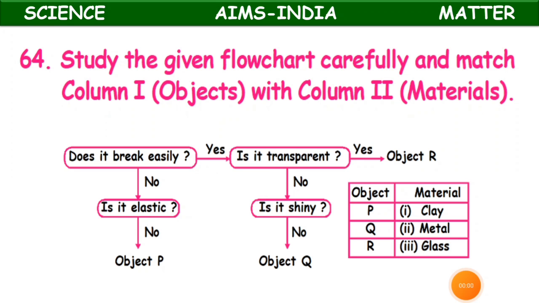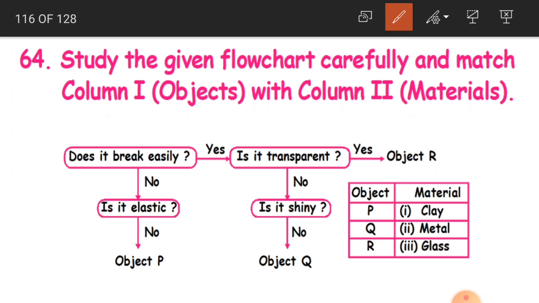63rd question. Study the given flowchart carefully and match column 1, that is objects, with column 2, materials. Okay, so these are the objects. What are the objects here? P, Q and R are the objects. What are the materials? Clay, metal and glass. So we have to match these two.